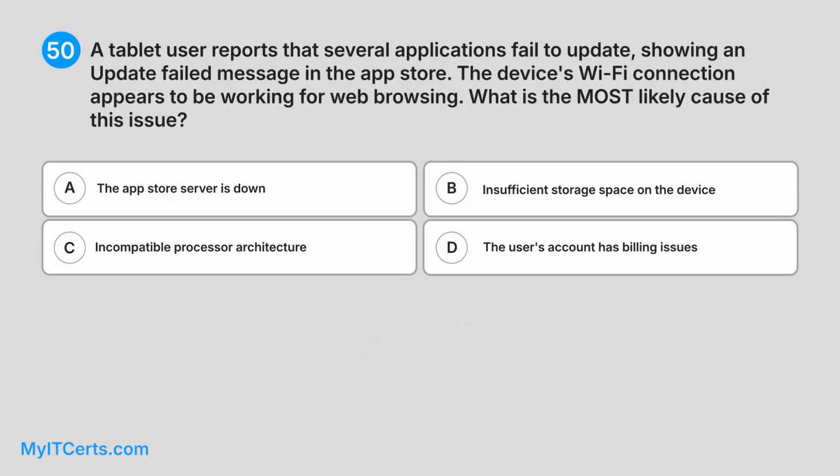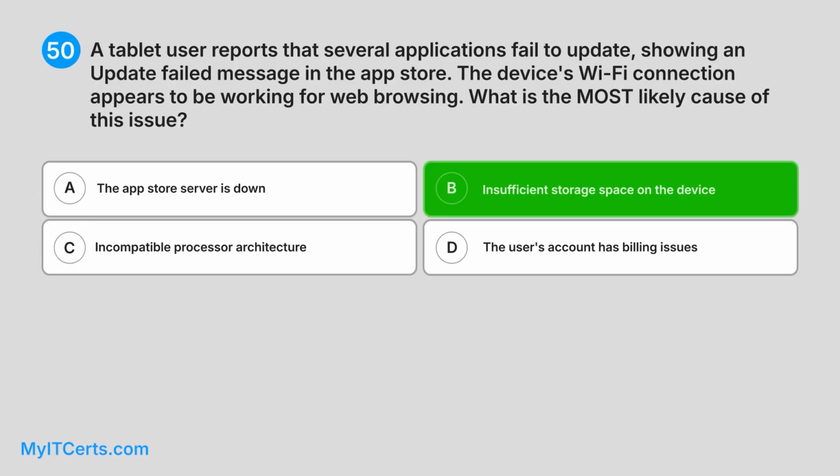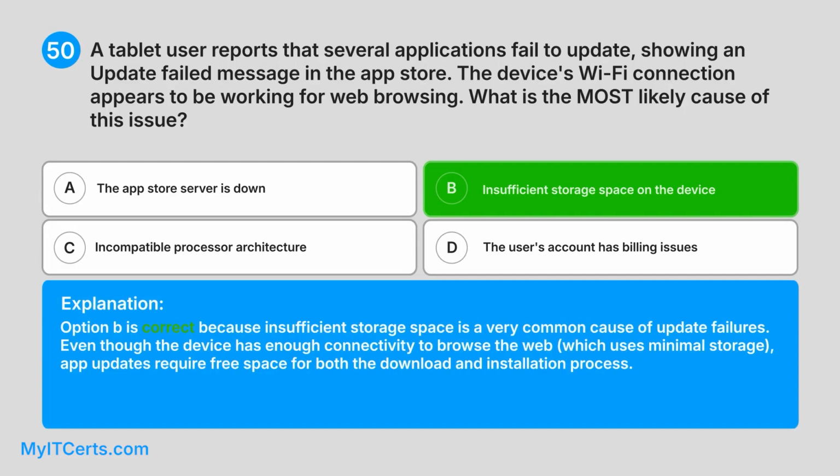Correct answer, B. Insufficient storage space on the device. Explanation. Option B is correct because insufficient storage space is a very common cause of update failures. Even though the device has enough connectivity to browse the web, which uses minimal storage, app updates require free space for both the download and installation process.